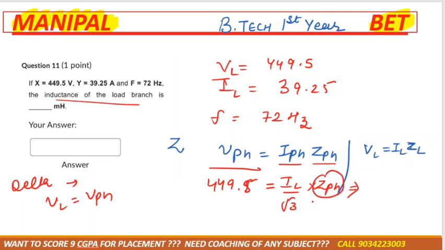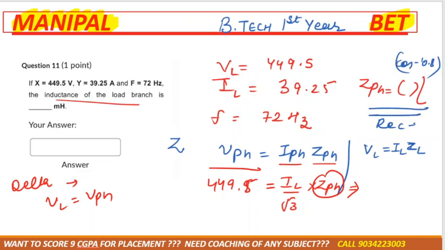Now can you get ZPH? Again ZPH magnitude you will get, and angle is how much? Cos inverse of 0.8. Then again convert it into the rectangular form, then you will get XL, and after getting XL, XL is equal to 2 pi FL, you will get L, right? Because Z is in the form of R plus jX. Understood? Alright.